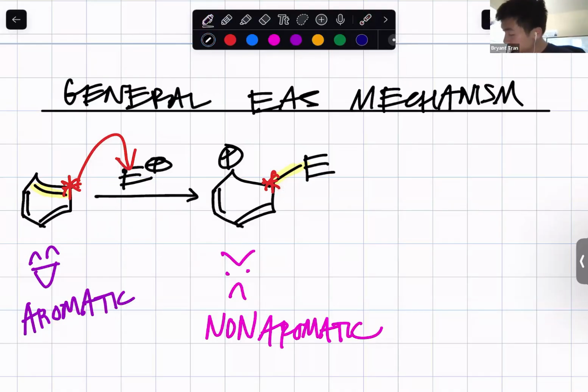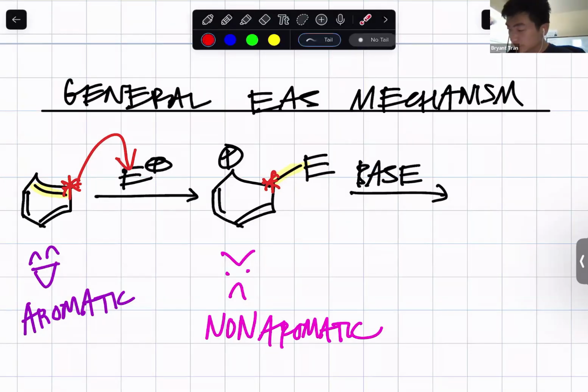Now the third step is to restore the aromaticity by doing elimination. So you're going to use some sort of base, and the base will be different depending on what reaction you use. Draw out the hydrogen explicitly and do an acid-base reaction.